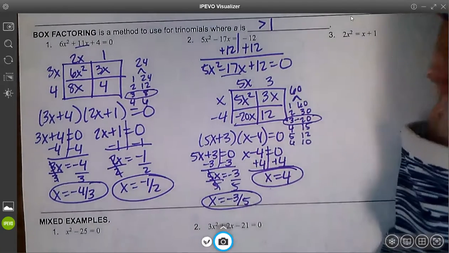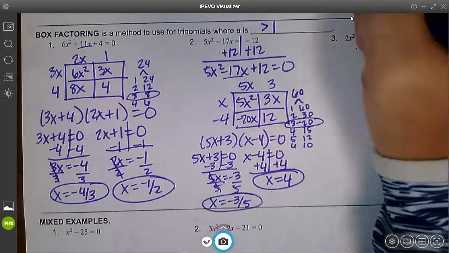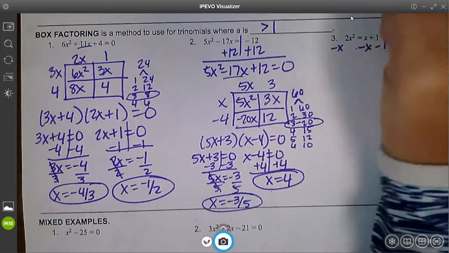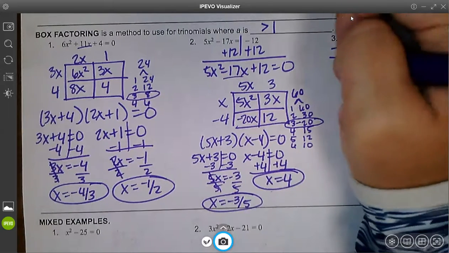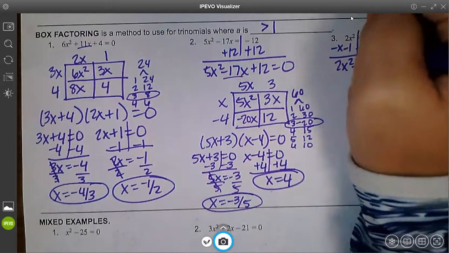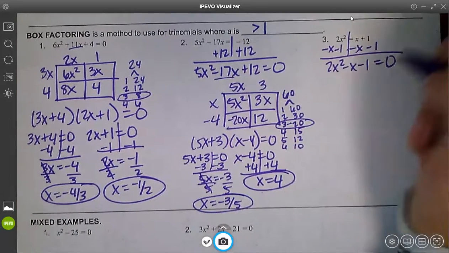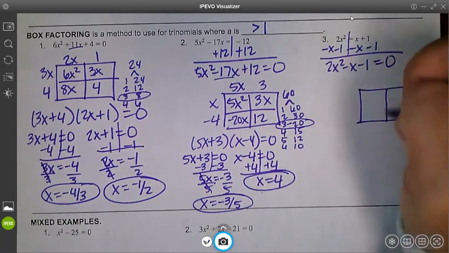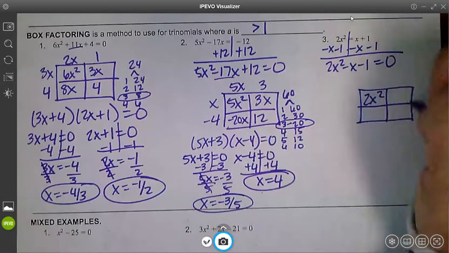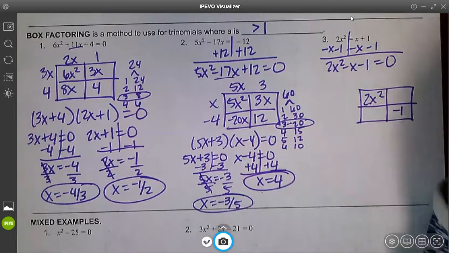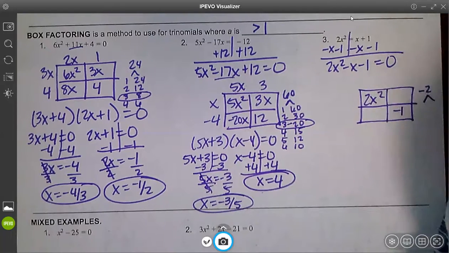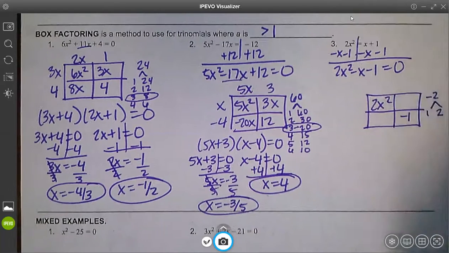And the last one, again, not set equal to 0, so I'm going to move my x over and my 1. So I have 2x squared minus x minus 1 equals 0. Use my box method. 2x squared and negative 1. 2 times negative 1 is negative 2. My factors of 2 are just 1 and 2.